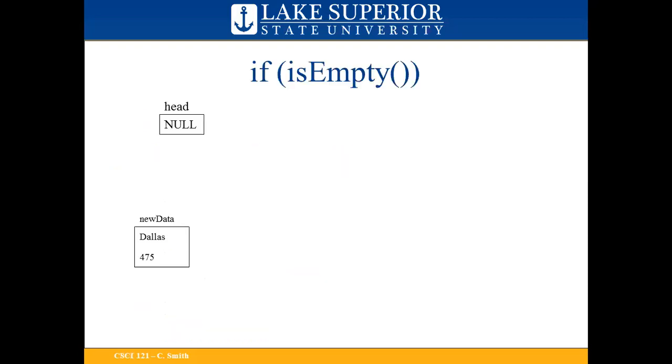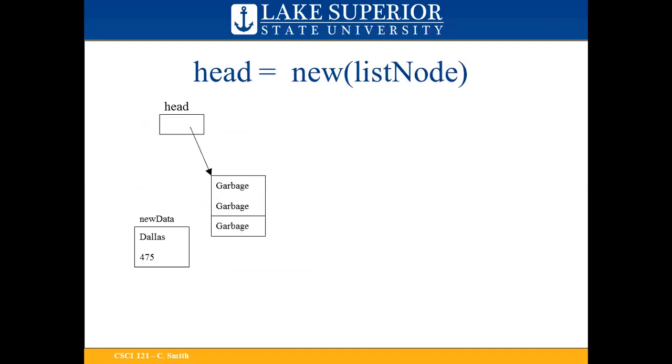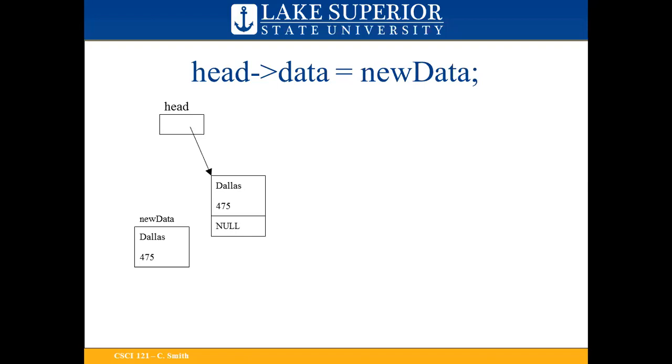Okay, so the empty case, head is equal to null. We've got new data to insert. It doesn't matter what that data is. Head is null, which means if is empty is true. And so the body of this if is empty is going to be pretty straightforward. Head equals a new list node. Head arrow next equals null. And then head arrow data equals new data. And we're done. You know, 3 statements, and that's it. Okay, so that's the empty case.